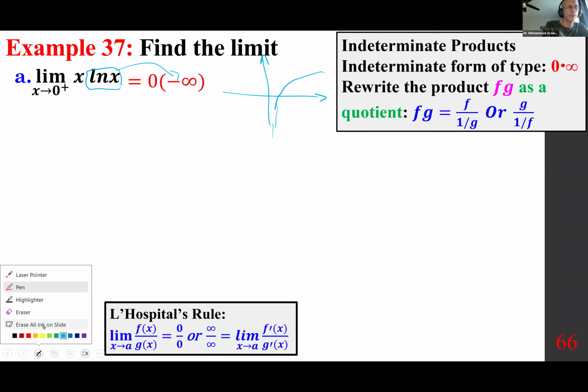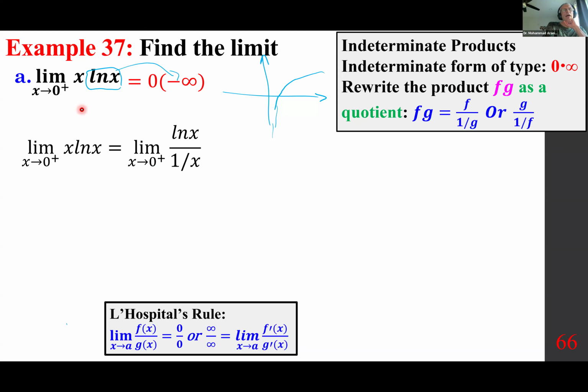By the way, if it's 0 times infinity or 0 times negative infinity, doesn't matter. You take one of them down. Whether it's infinity over infinity or negative infinity over infinity, it is still indeterminate. So it's easy to take the x down. And now if you plug in, of course, the top is negative infinity, the bottom is positive infinity, which is still the format that you want.